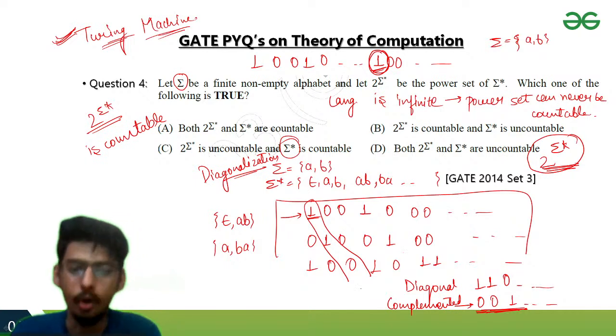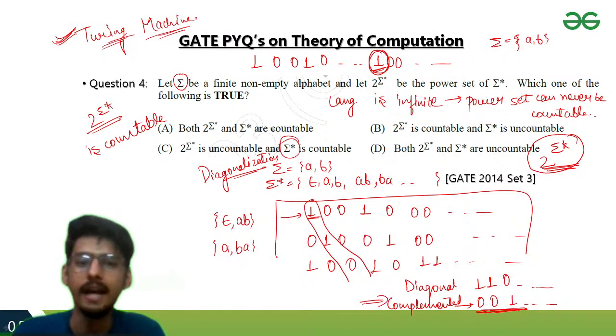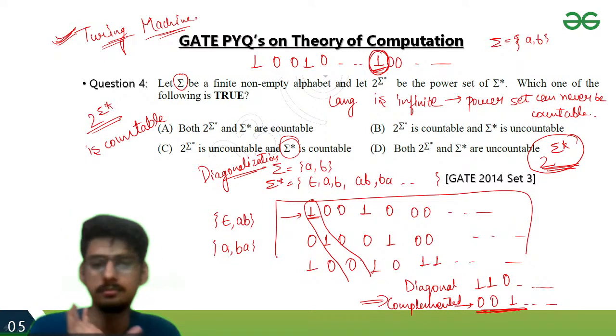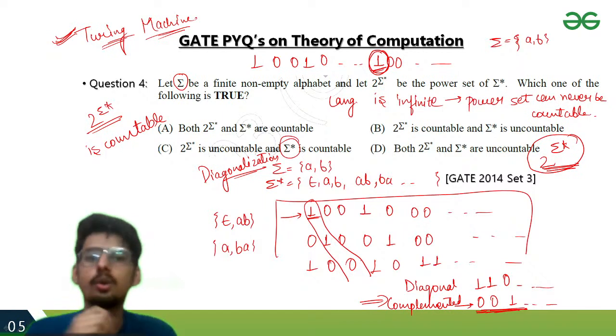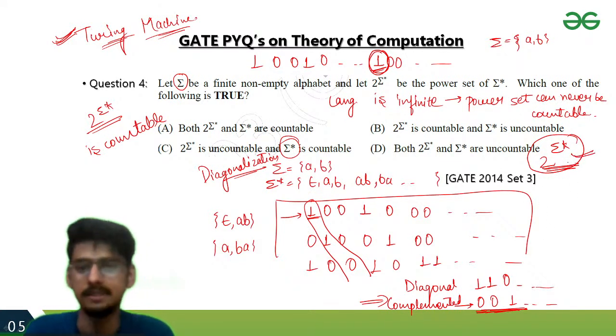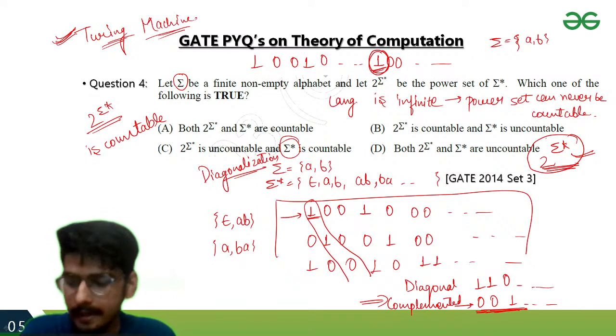And if you have got a string which you do not have in this table, that means there is some binary string to which you cannot match any element of 2 to the power sigma star, right? So therefore 2 to the power sigma star is uncountable. This is the diagonalization theorem. I hope it is correct.